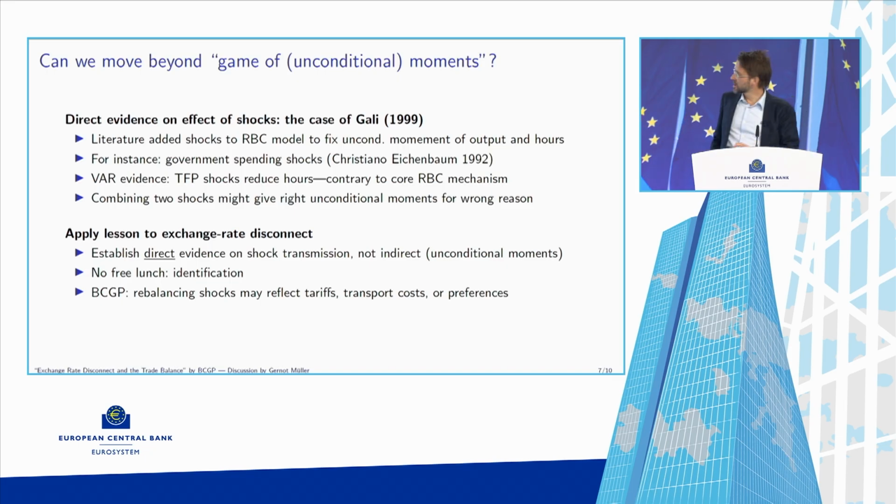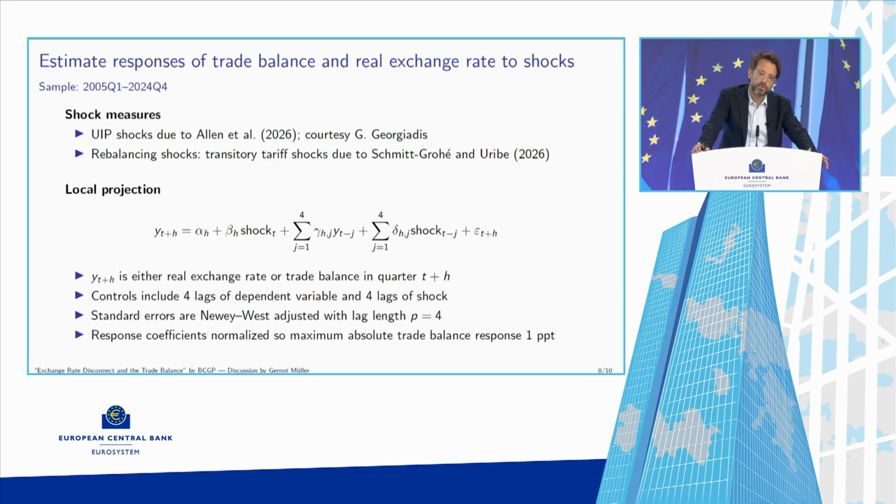So can we learn something for the disconnect debate? I think yes, we should try to move forward and establish direct evidence for specific shock transmission, rather than looking at second unconditional moments. Of course, we are not naive. There's no free lunch; the cost is identification troubles. But I think Martin, in their paper, explains nicely that this rebalancing shock can be thought of as either a tariff shock, a transportation cost shock, or a preference shock. So these we can partly observe, I would think.